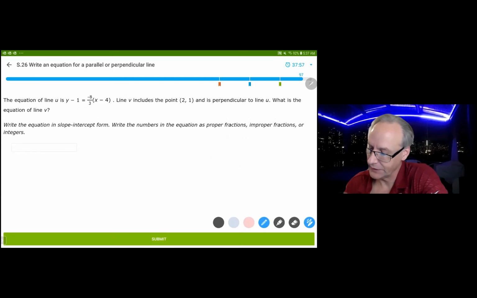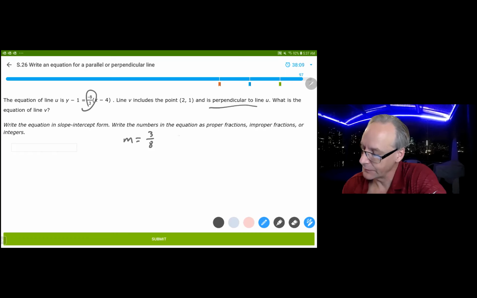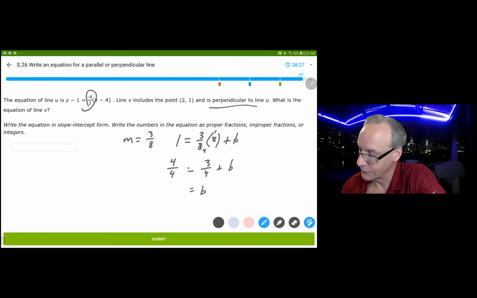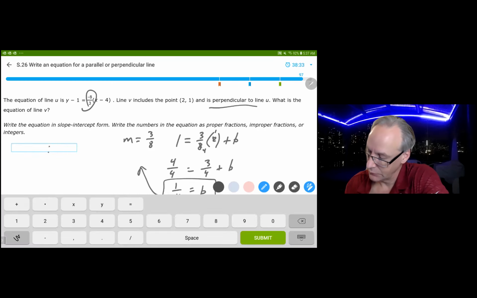Okay, let's see if we can get it under 40 minutes. We want it to be perpendicular, so we need a slope of +3/8. Needs to be perpendicular to this one. And we've got a point of 2, 1. So 1 equals 3/8 times 2 plus b. We have to simplify. And we're going to subtract 3/4 from both sides. This is 4/4 equals 3/4 plus b. So b is equal to 1/4, isn't it? So our y equals 3/8 x plus 1/4. Looks good.